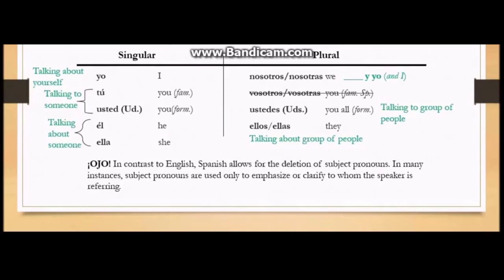We have yo to talk about yourself. Tú and usted are both to talk to someone. Tú is to talk to someone we're familiar with, someone we're on a first name basis with. Usted is also used to talk to someone, but it's a formal relationship, so someone we would address with a title. Él and ella are both used to talk about someone. And then we have plural subject pronouns.